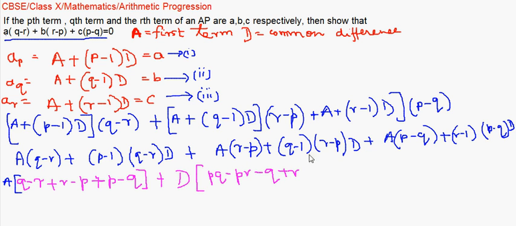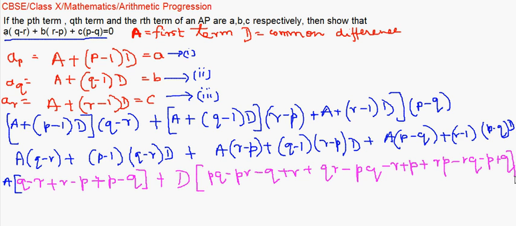For this one, I'll be getting QR minus PQ minus R plus P. And for the third one, let me just write it in a little: RP minus RQ minus P plus Q.